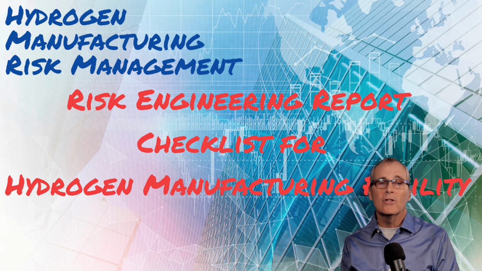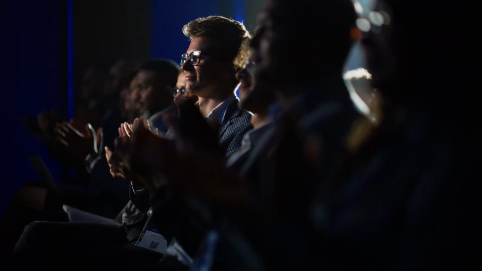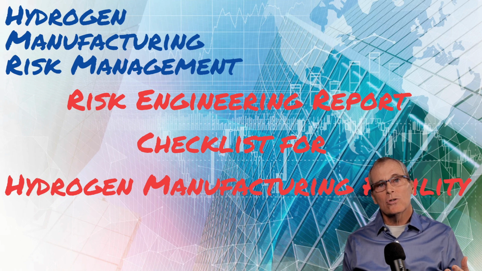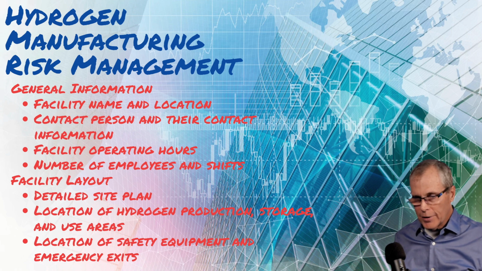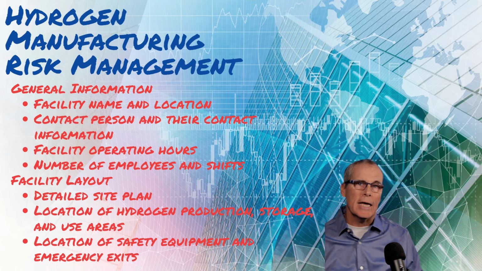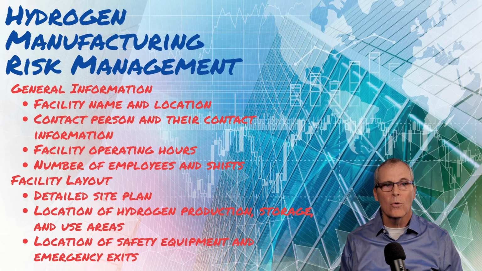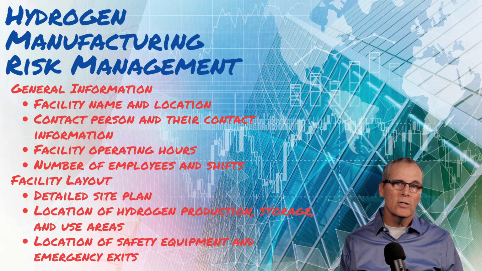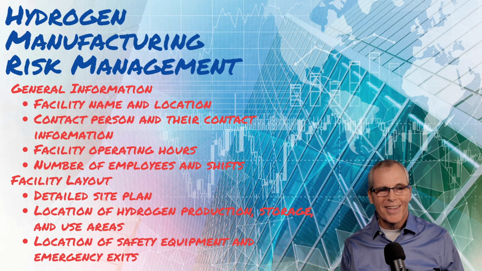All right, so here it is, the long-awaited risk engineering report checklist for hydrogen manufacturing facilities. I did not create a form that you people are going to be able to just print out and go use, so you're going to need to take a little bit of time to think through it, but put down all of the information that you're going to want to capture in a good risk engineering report for a hydrogen facility. And a lot of this is going to sound familiar to risk engineers. This is for the new risk engineers that are learning.